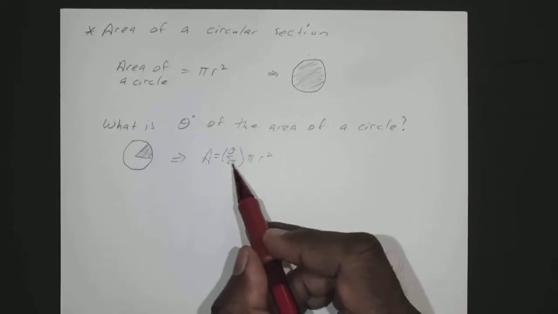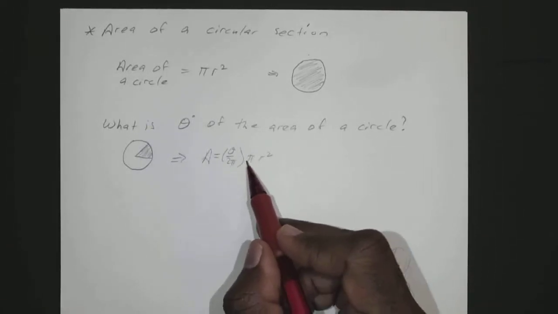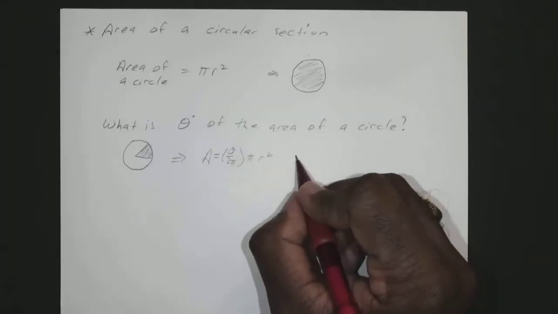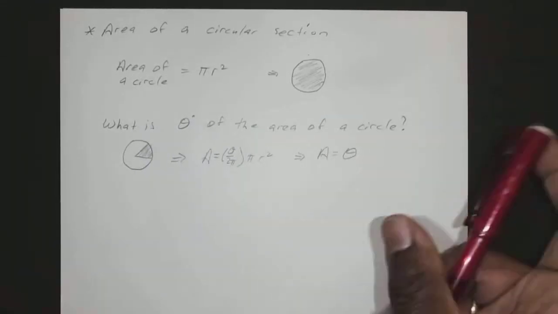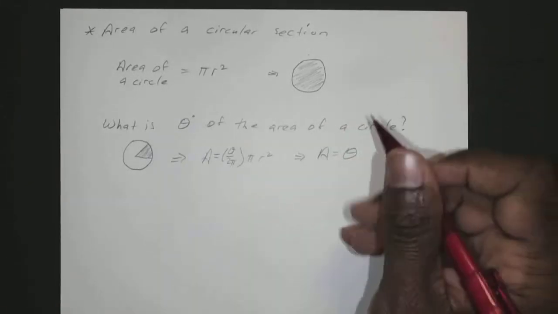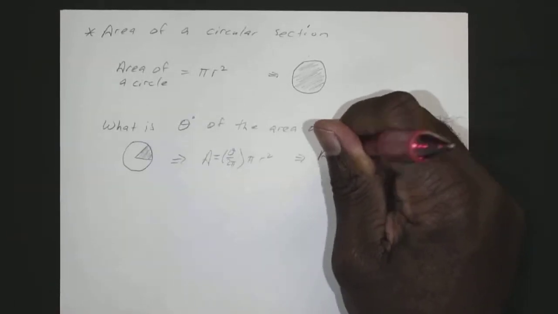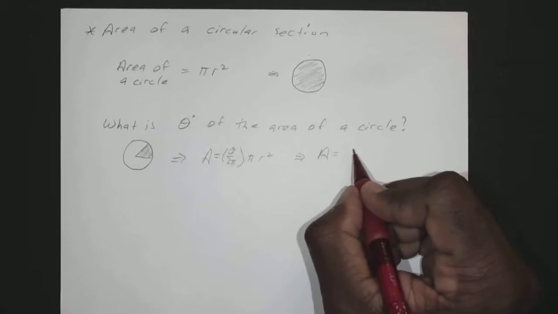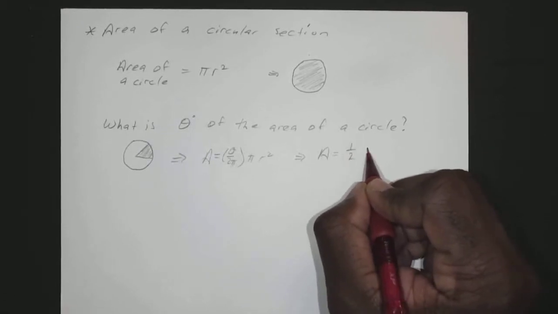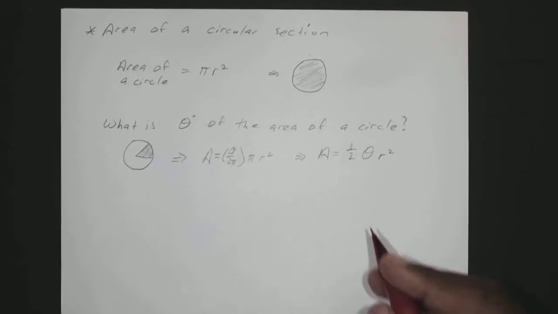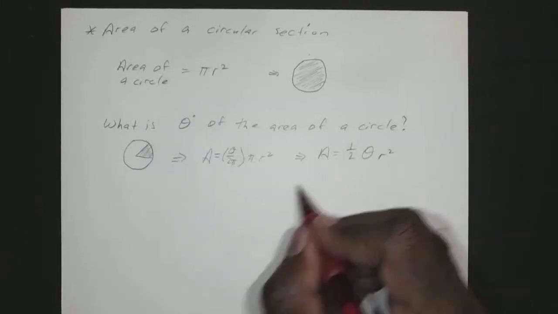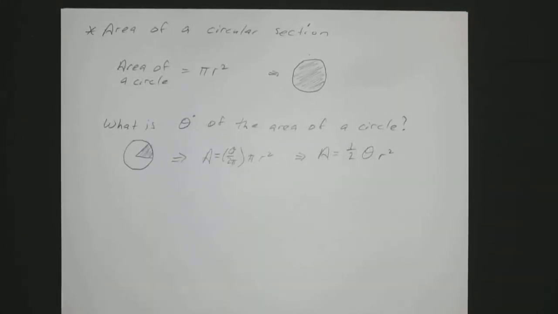In this case, the 2 pi's cancel out. So we end up with the area equaling, well, might as well put it in order, theta over 2, which is 1/2 theta, times radius squared. And this is the area of a section of a circle.